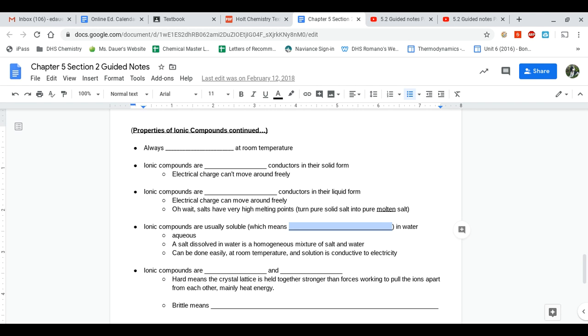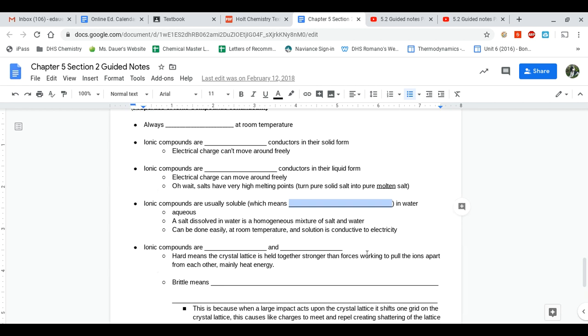So ionic compounds dissolve and they have some properties that allow, for example, your water to boil a little bit faster. So ionic compounds are usually soluble, meaning they can be dissolved in water. That would mean that they would be good conductors. So salt water is a great conductor of electricity and heat. This is also why you are told to get out of the ocean if a thunderstorm is coming.